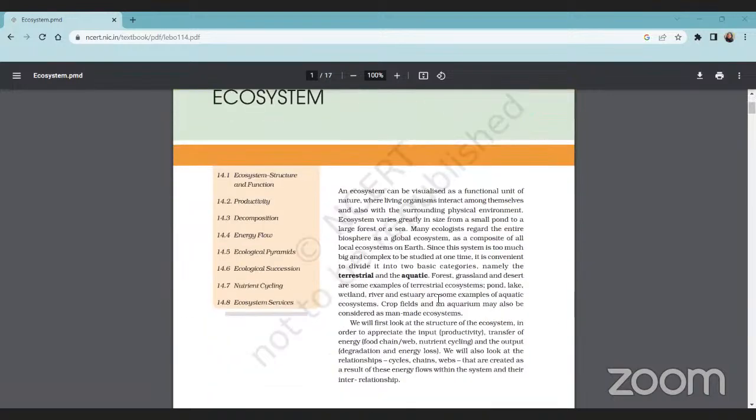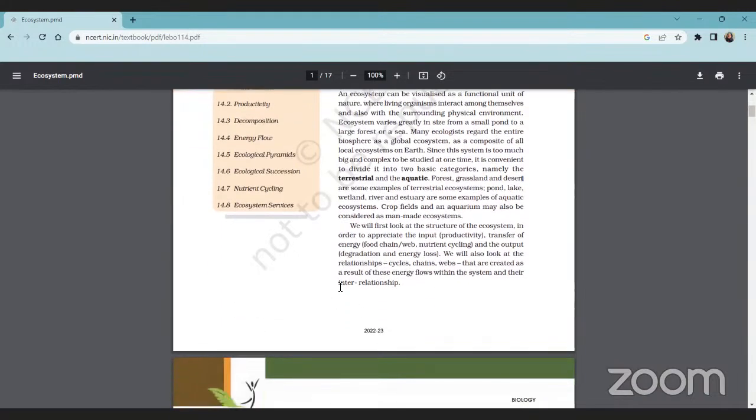In the previous class, we discussed the ecosystem. An ecosystem is an area surrounded by biotic factors and abiotic factors. It contains the terrestrial ecosystem and the aquatic ecosystem. Terrestrial means on land; they may be forest, grasslands or desert. And aquatic ecosystems are lakes, ponds and rivers.